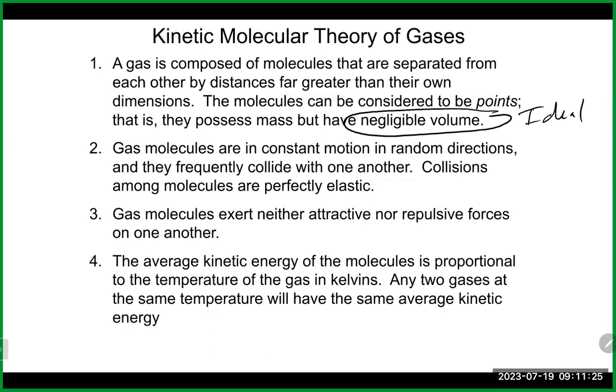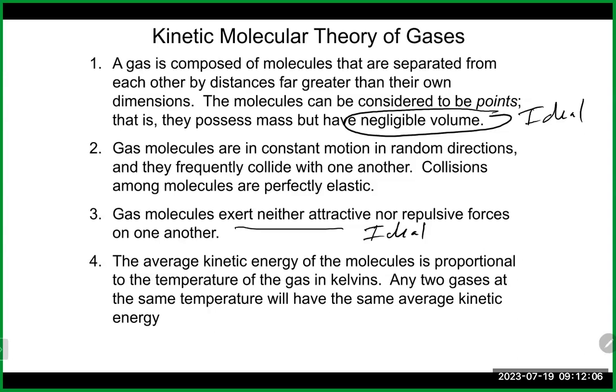Gas molecules are in constant motion in all directions, and collisions among them are perfectly elastic, which means they just bounce off each other with no real effect on their speed, and again, no effect on the pressure. The third thing that makes something an ideal gas is that gas molecules neither exert any attractive nor repulsive forces. Those are the 2 real big things: the volume of the gas is basically negligible, and there's really no interaction between different gas molecules.